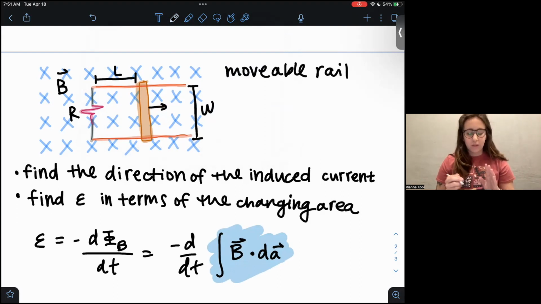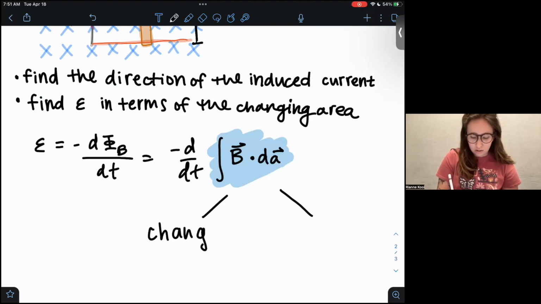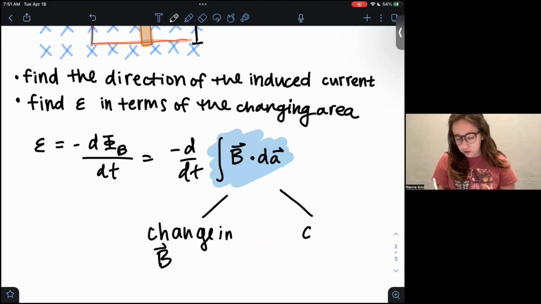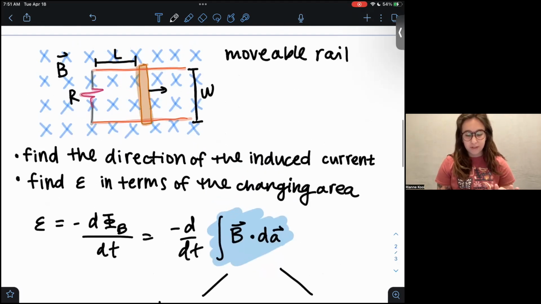So what that can boil down to is there can be a change in the B field or a change in area. So in this particular problem that I have set up right now, let's start with the change in area.